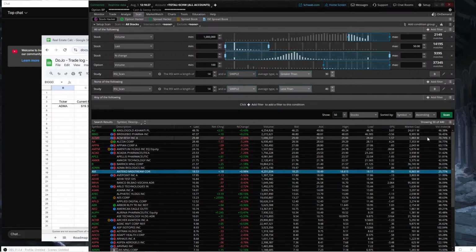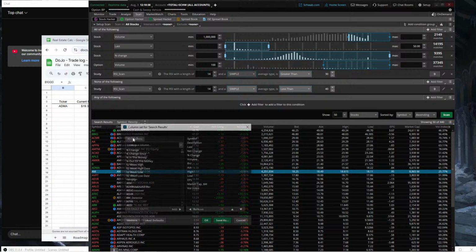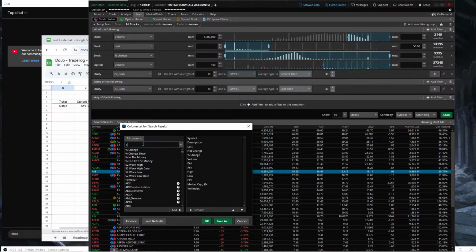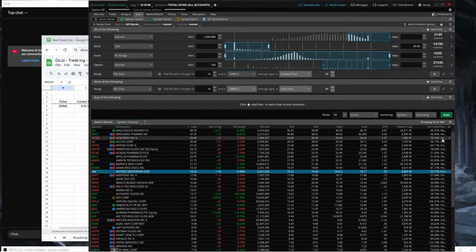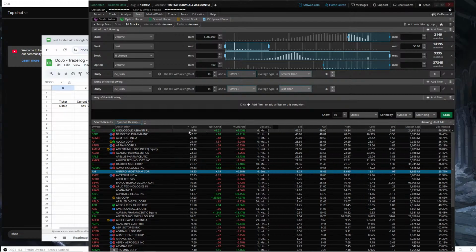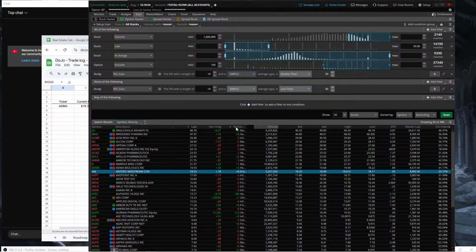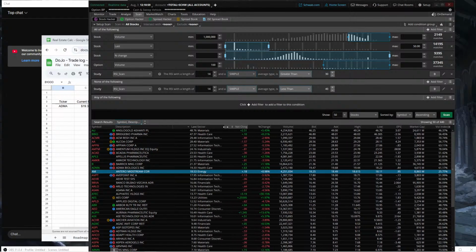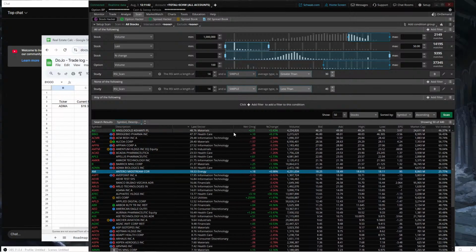Extreme, what is, I could add a filter to this. Customize column sets. Let's see. Sector. And then scoot this over. How far are you gonna let me scoot over here? There you go. Okay, so now we can kind of see where things are.